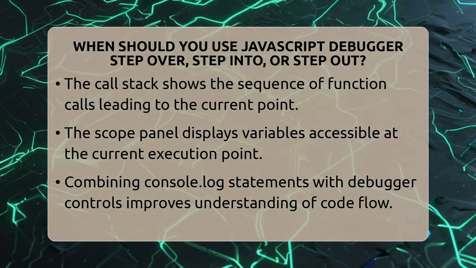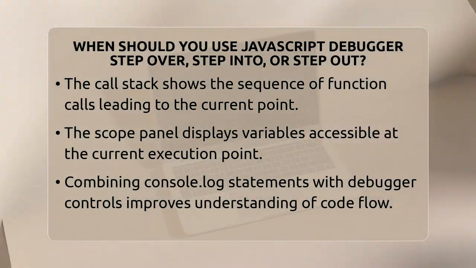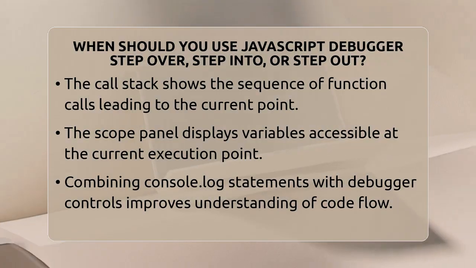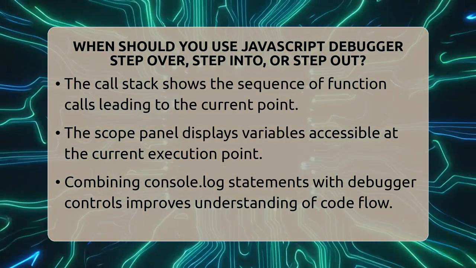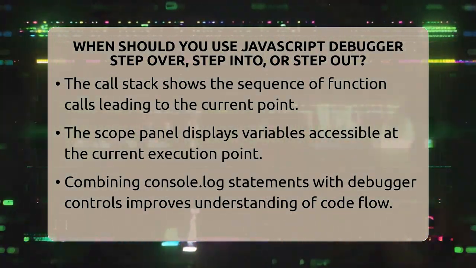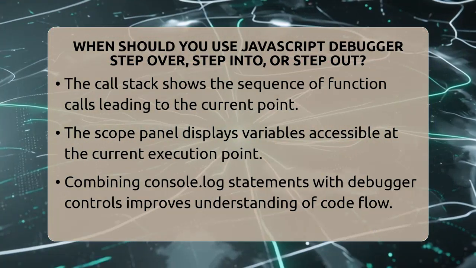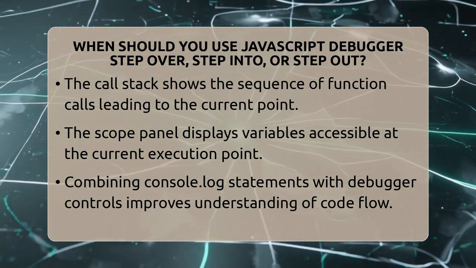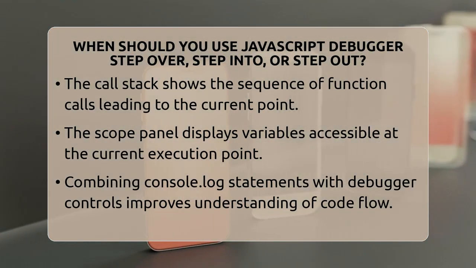In real web development, these controls are available in the browser's developer tools, like Chrome or Edge. You can set breakpoints at specific lines, then use these stepping options to move through your code. For example, when clicking a button triggers several functions, you can step into each one to see how data flows, step over functions you trust, and step out when you're done inspecting a section.